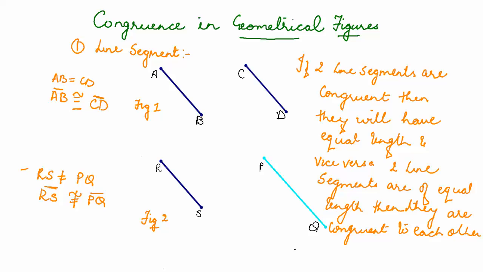If AB is equal to CD, that means if their lengths are equal, then the two line segments are congruent, and if the two line segments are said to be congruent, then the lengths will always be equal. So this is an important property which we have discussed today.